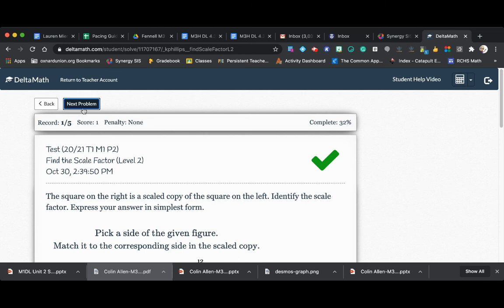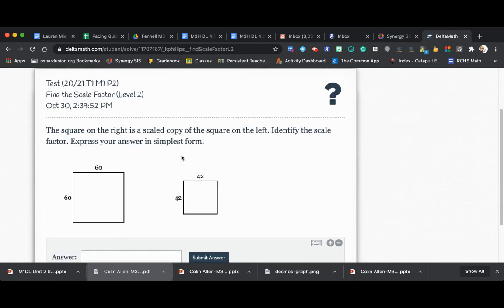All right, let's see if they get any harder on this one. Okay, so now we're getting smaller. 60 times some number is going to equal 42. So 60 times x equals 42. Then we divide by 60 on both sides. So you'd get 42 over 60.